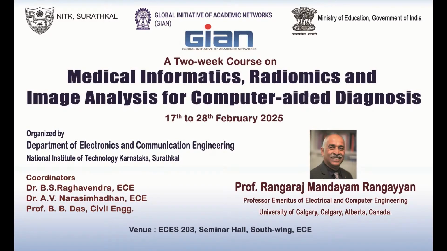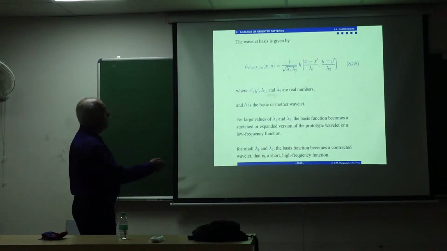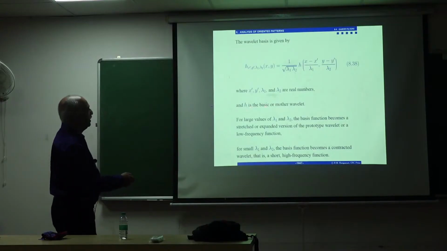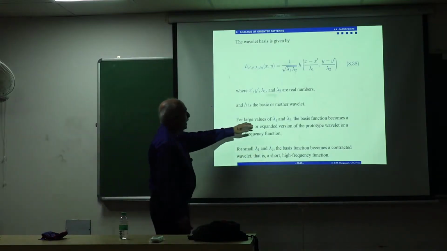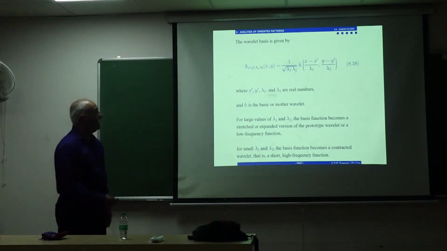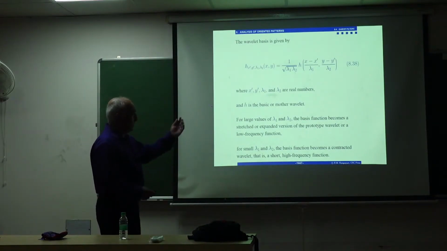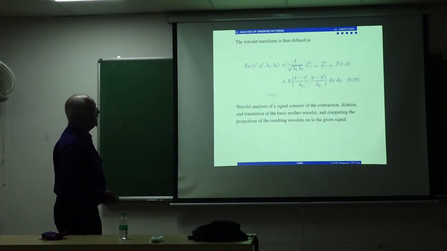Gabor functions. Now, as I said, you can form a wavelet basis. The wavelet basis is given by a translated and scaled version of some basic mother wavelet. H is the mother wavelet. x prime, y prime, lambda 1, lambda 2 are some parameters. The factors lambda 1, lambda 2 can stretch or shrink the function, and x prime, y prime are the shift parameters. You can also put a rotation.